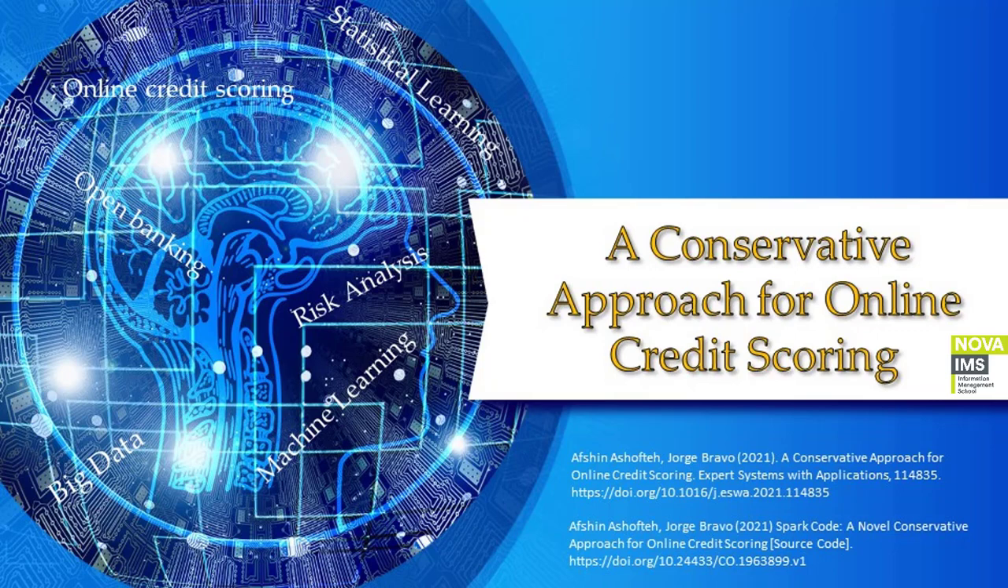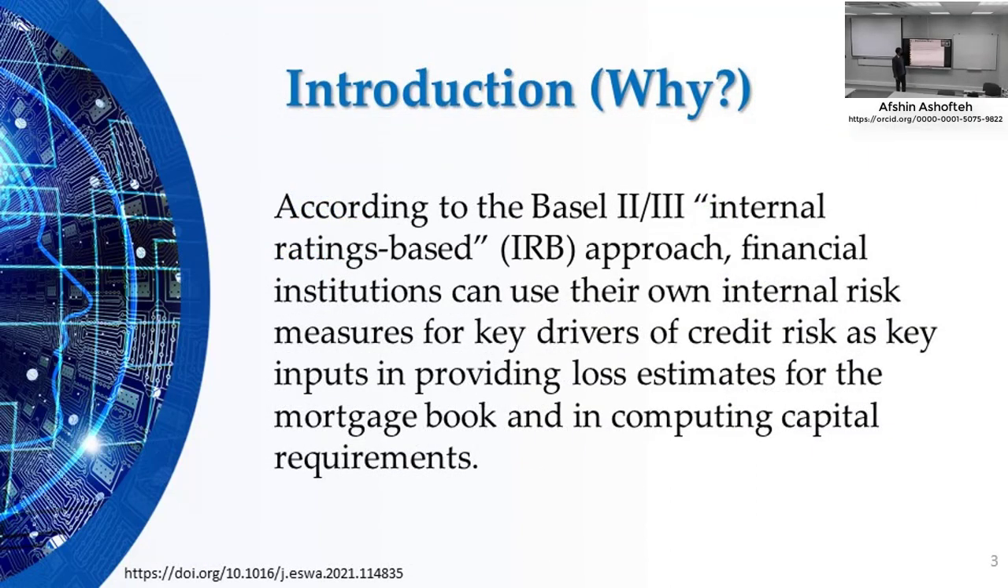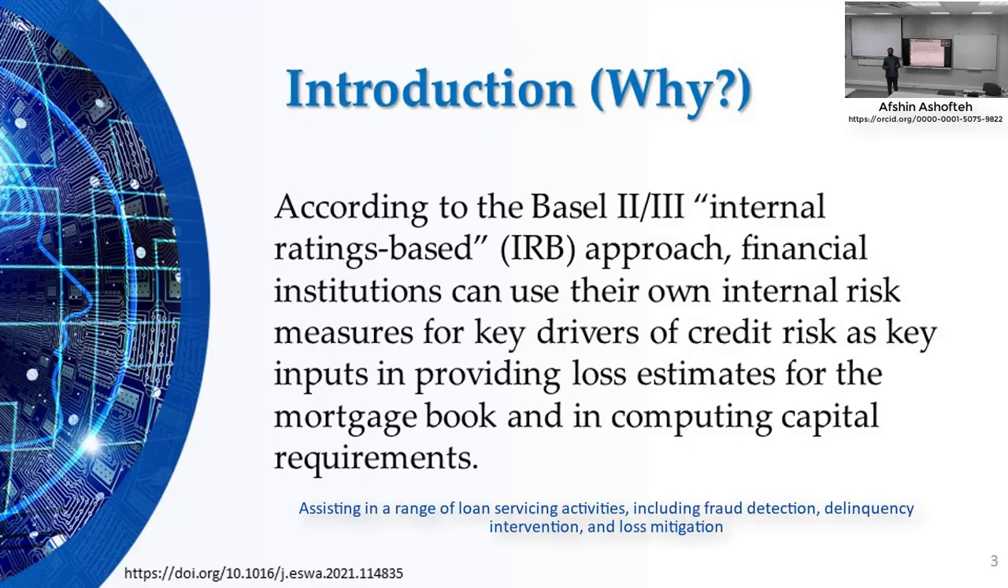We are going to talk about a conservative approach for online credit scoring. So we know that credit scoring involves the use of analytic methods to transform relevant data into numeric measures that inform and determine credit decisions. In recent years, the use of credit scoring tools has expanded beyond the original purpose of assessing credit risk, such as establishing the initial and ongoing credit limits available to borrowers, assessing the risk-adjusted profitability of account relationships, and also assisting in a range of loan servicing activities, including fraud detection, delinquency intervention, and loss mitigation.